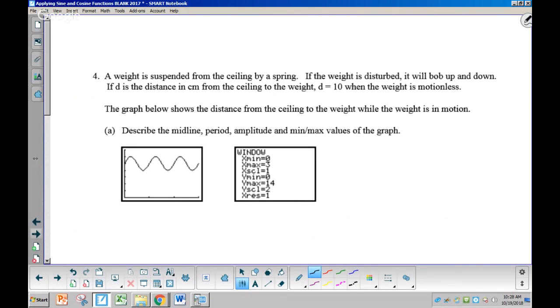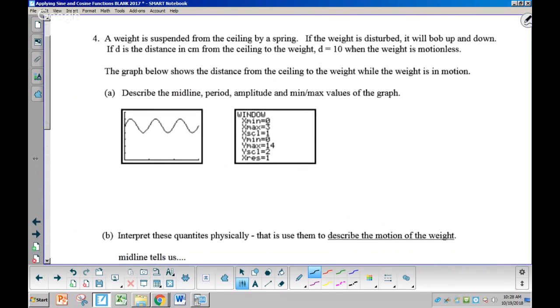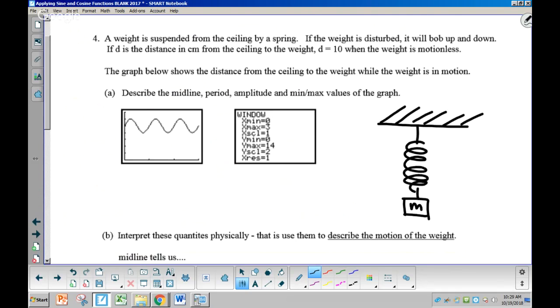Number 4. We're going to talk about some physics. Lovely, I know. Okay, so what we're going to do is talk about a weight that is going to be suspended from the ceiling, because you know we all in real life suspend weights from ceilings, by a spring. Okay, so here we go. I'm going to draw a picture. This is my ceiling, and I'm suspending a weight from a spring. There it is.